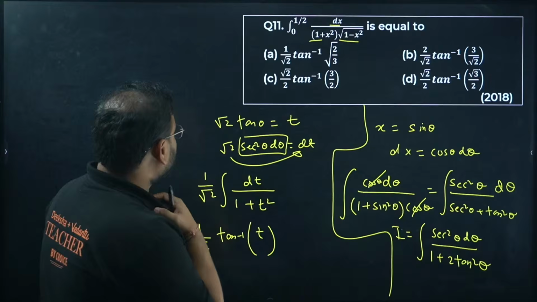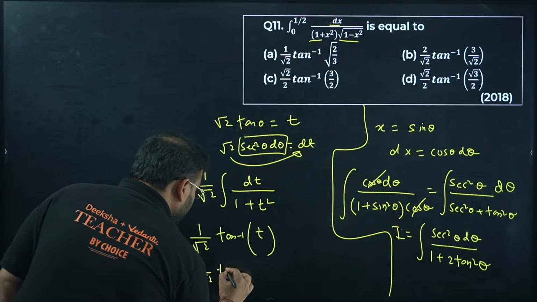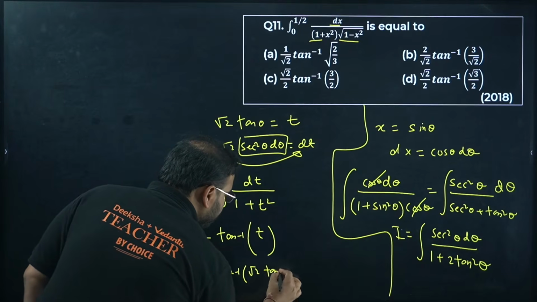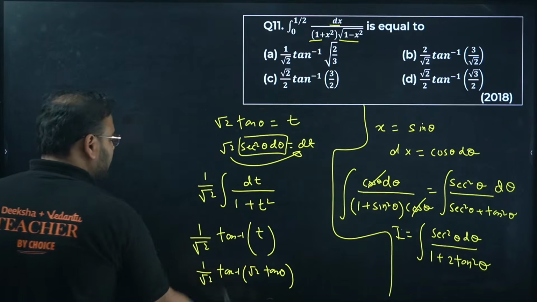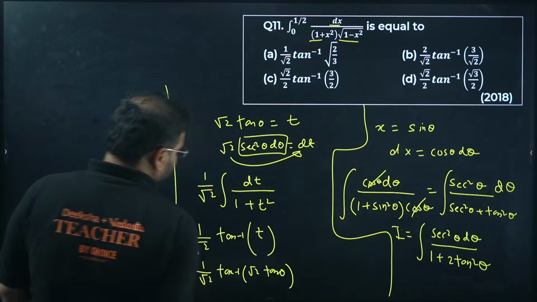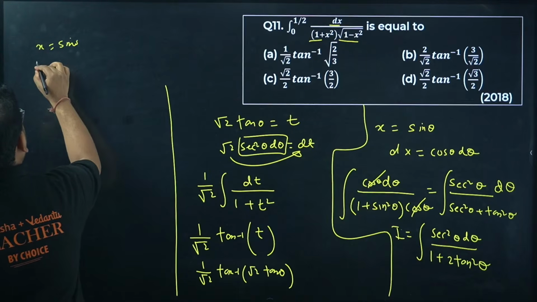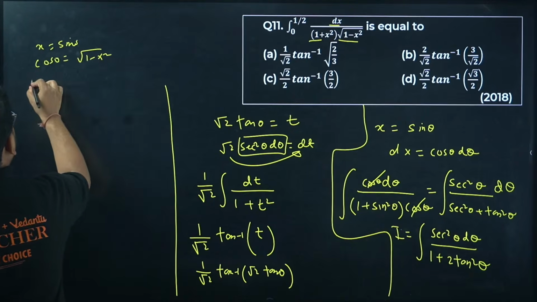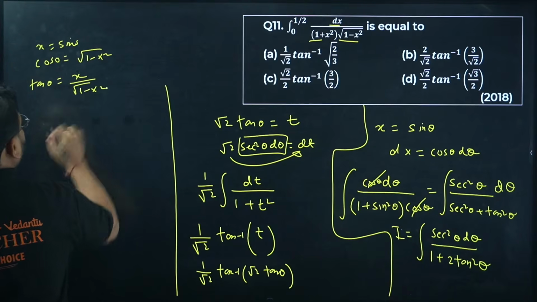Now, what is t value? Simply root 2 tan theta. Write that also. Root 2 tan inverse of root 2 tan theta, but the limit is given in terms of the original variable x, so we'll write tan theta in terms of sine by cos to get the x value, because I've taken x as sine theta. So if my x is sine theta, my cos theta will become root of 1 minus x square. So my tan theta will be x upon root of 1 minus x square.